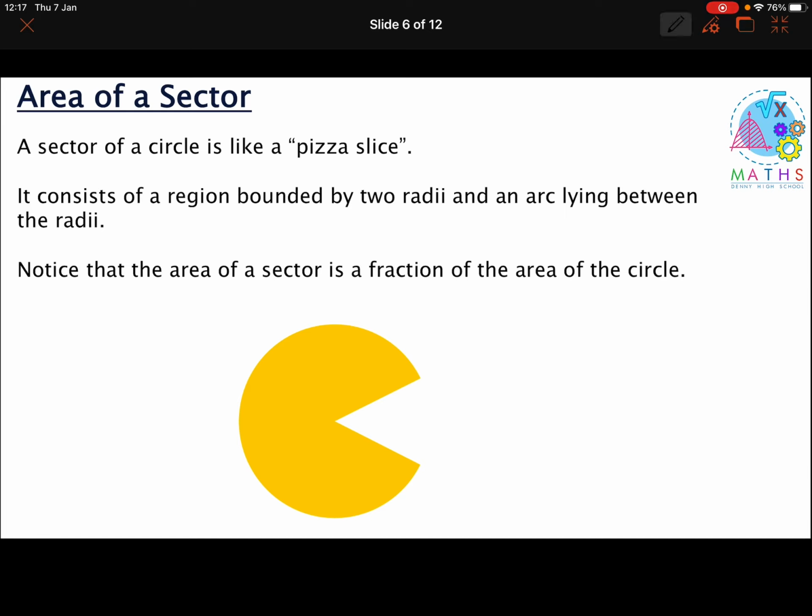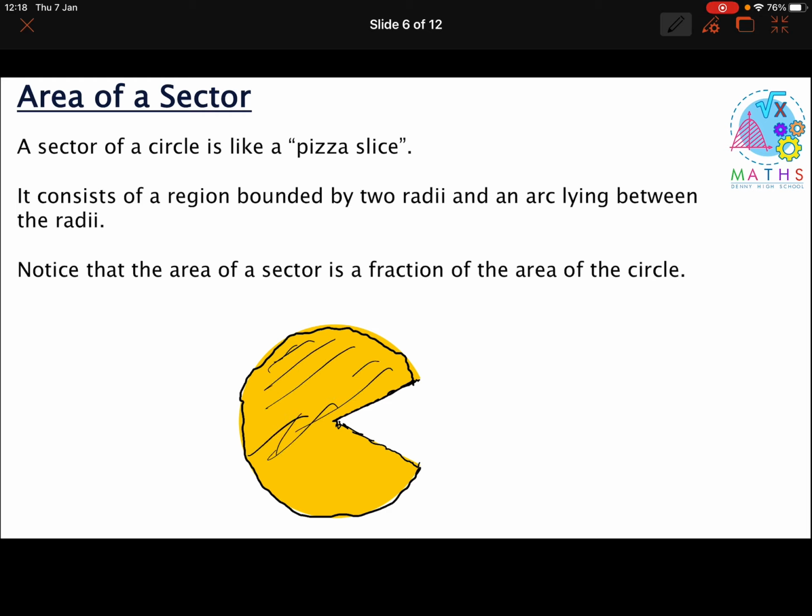For instance, if I get my wee pen, here's the radius of a circle. Radius is singular, radii is plural. So we've got that radius there. We've got another radius here. And we have got the arc. I'm trying my best doing it freehand, worst effort ever. But that there is essentially our sector, and I'll just shade it in. I'm talking about this bit here. This is our sector, okay?